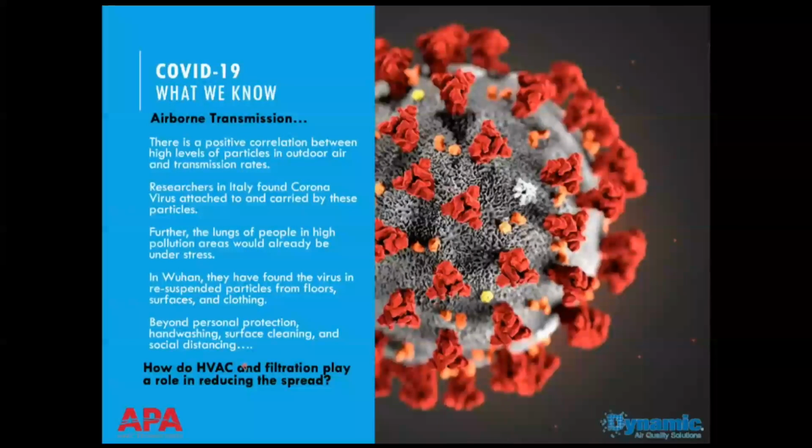They're also finding that even if the particle settles, it can be resuspended into the air, either attached to particles, and they found when they were studying in Wuhan, coming up from floors and surfaces and clothing. So obviously, infection control in this instance is a chain of activities and things that you have to do. Personal protection, washing hands, distancing, all of that stuff is important. No one is more important than the other. But from our standpoint, how do HVAC and filtration play a role?